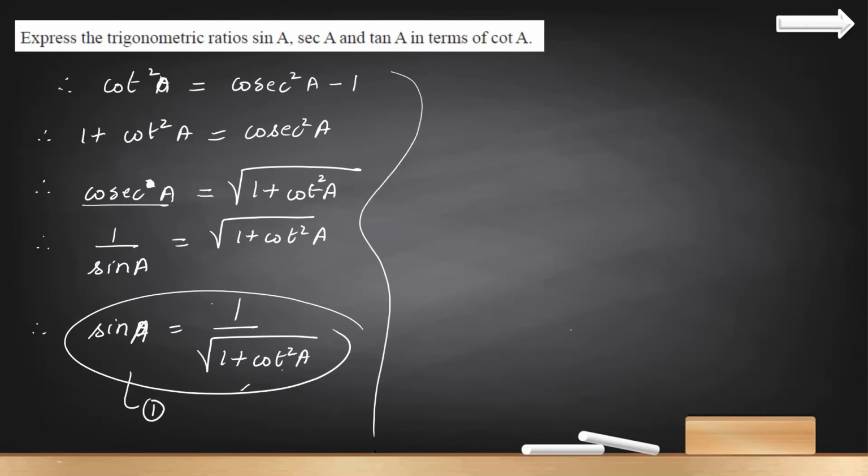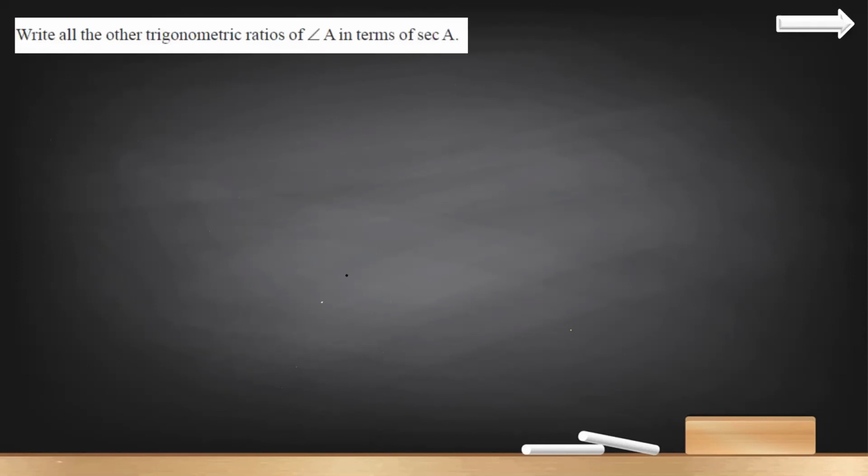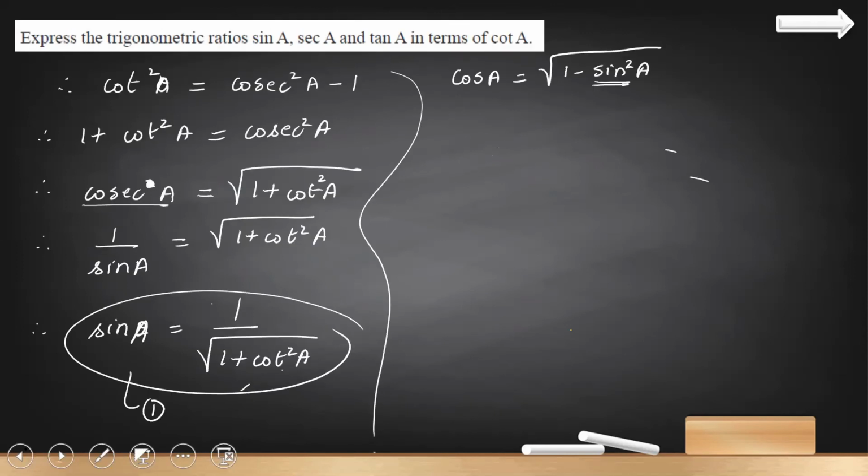Right. Now we got sine. We require cos now. And how do we get cos? Cos and sine, we have a sub-identity. We know that cos A is equal to under root of 1 minus sine square A. Cos square is equal to 1 minus sine square. So cos A is equal to root of 1 minus sine square A. And in this sine, we will put in this value.